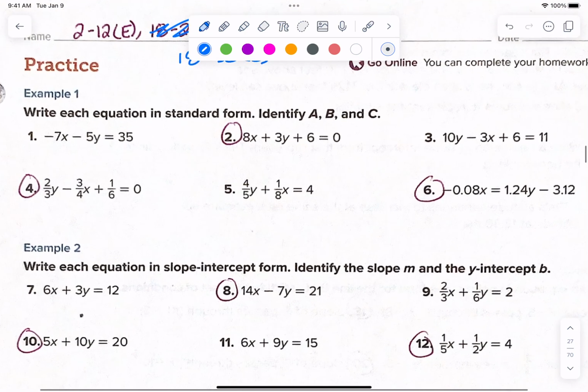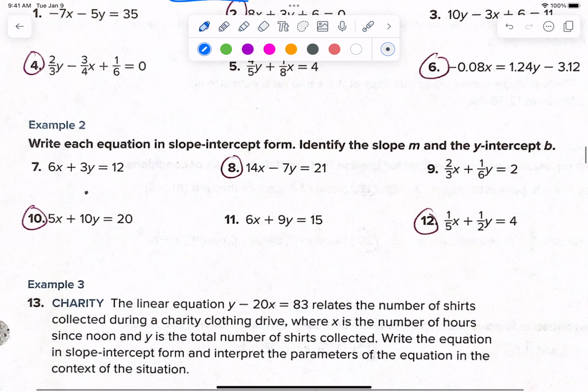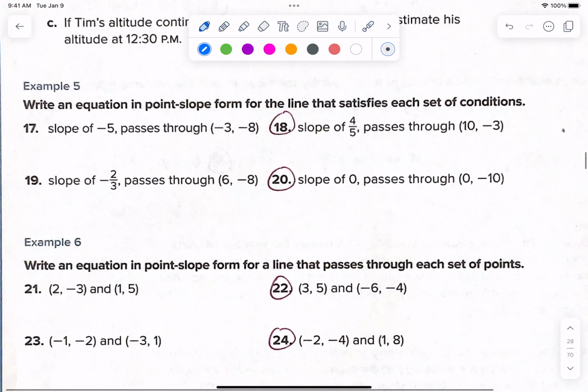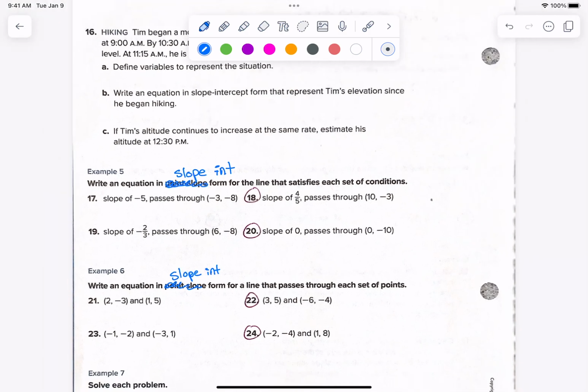So 2, 4, 6, standard form, that is fine. Do those exact instructions. 8, 10, 12, do those exact instructions. On the back side, go to 18, 20, 22, 24. Instead of point slope, do slope intercept on 18, 20, 22, 24. Slope intercept form.